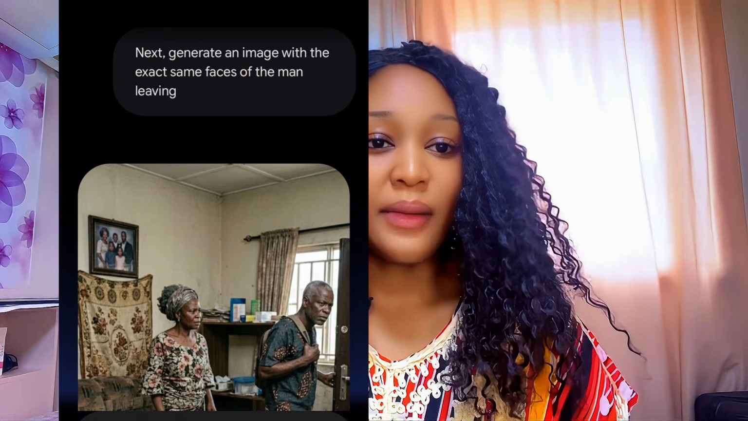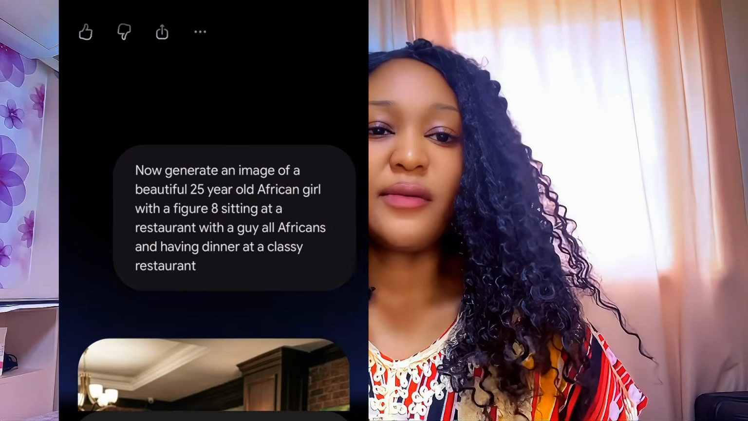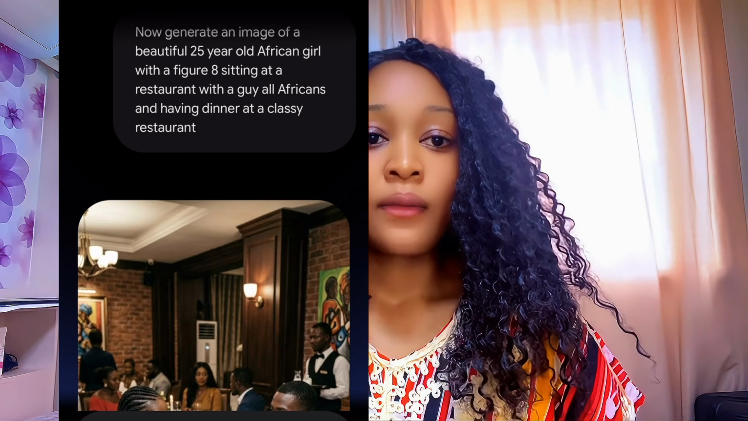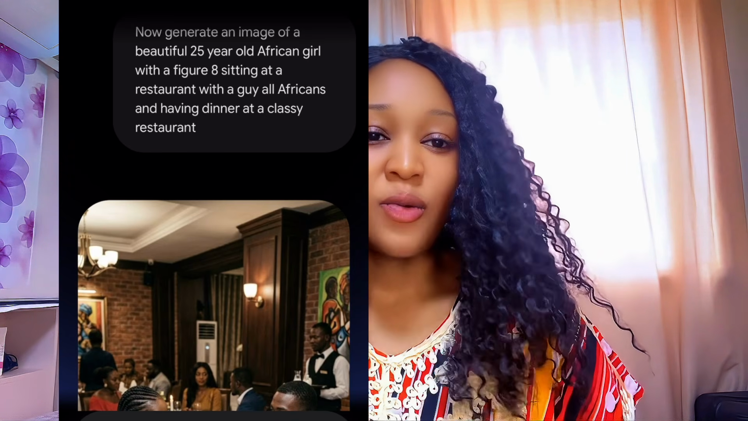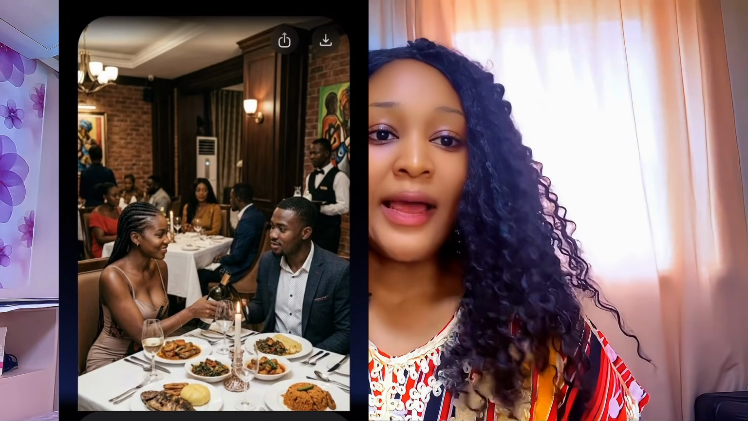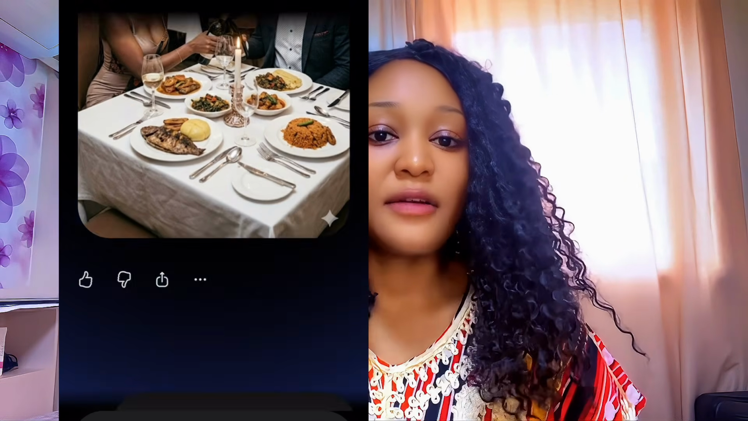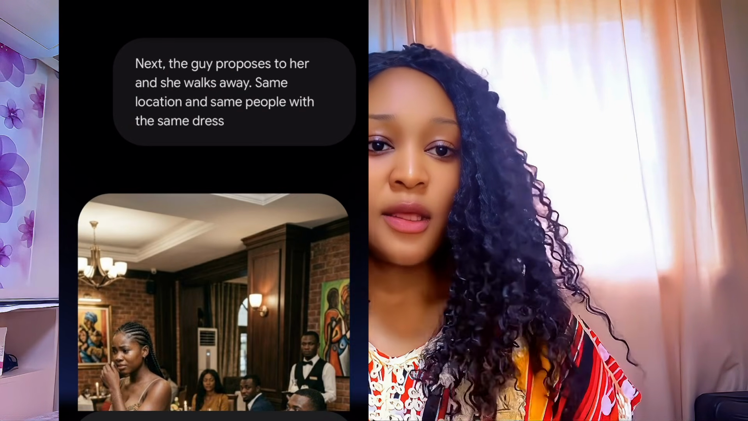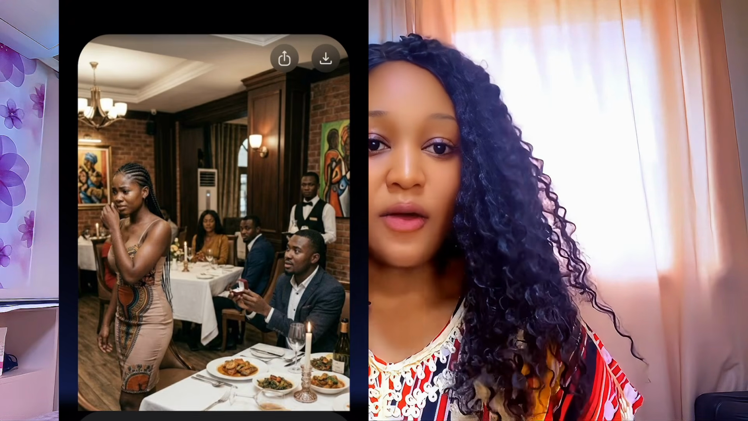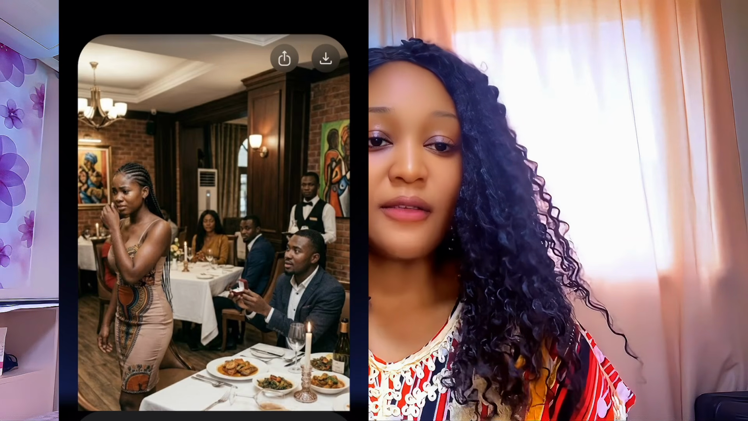Then I said generate the image of the man with the exact faces with the man leaving, so you can see the man leaving. Then I said generate an image of a beautiful 25-year-old African girl with a figure 8 sitting at a table in a restaurant with a guy, all Africans, and having dinner at a classy restaurant. There you have it. It gave this image of this girl and this guy. Now I said next the guy proposes to her and she walks away. Same location and same people with the same dress. You can see their faces are consistent. It doesn't change. Same girl, same guy, same table.